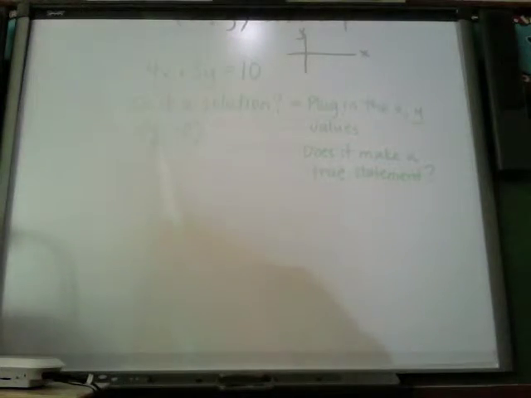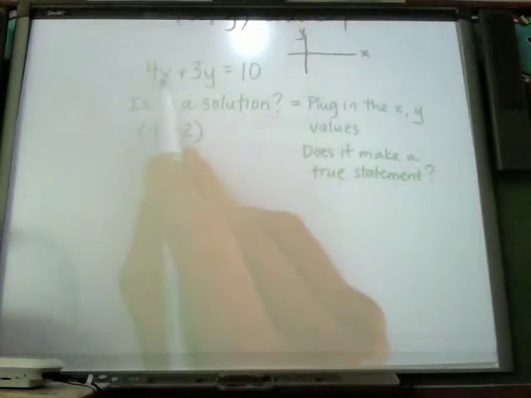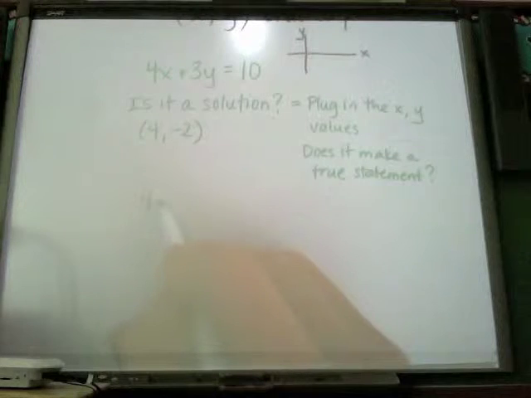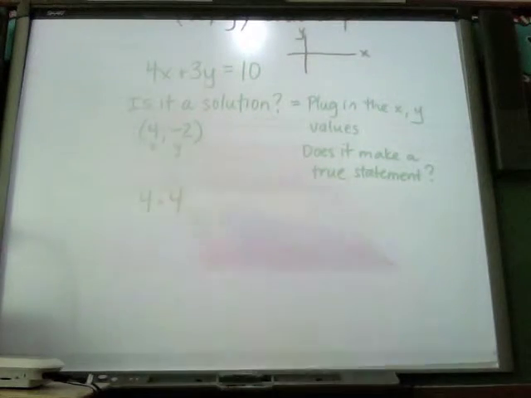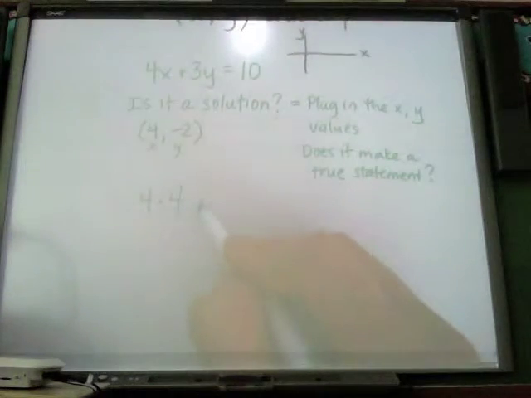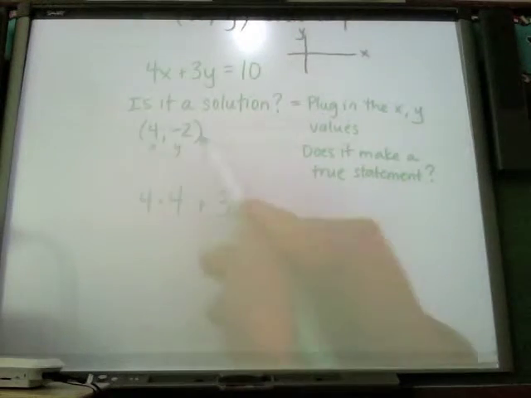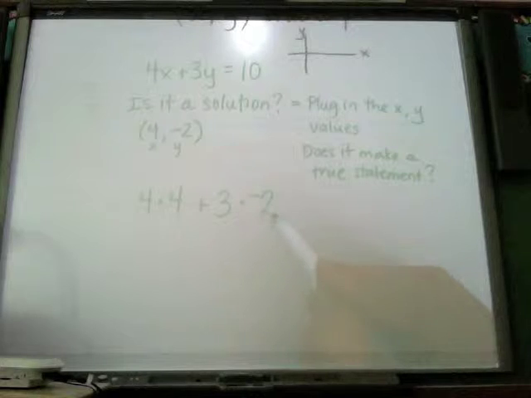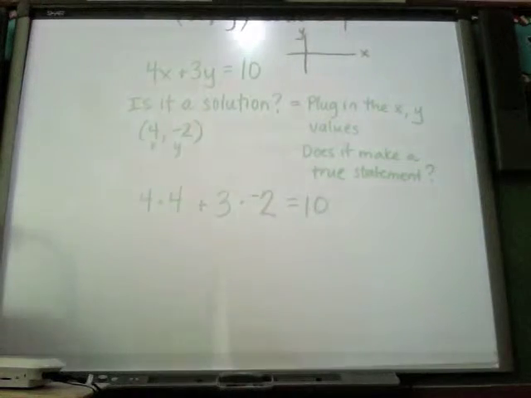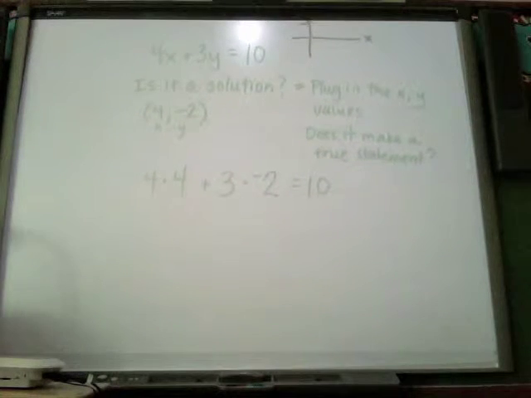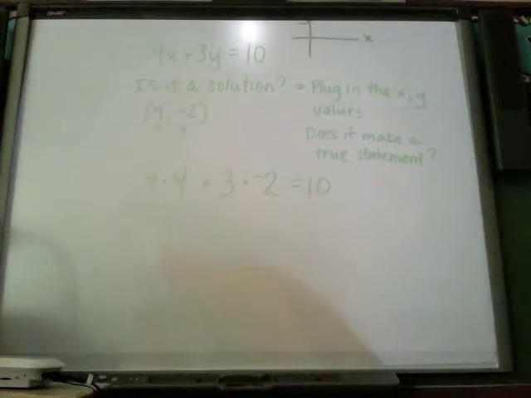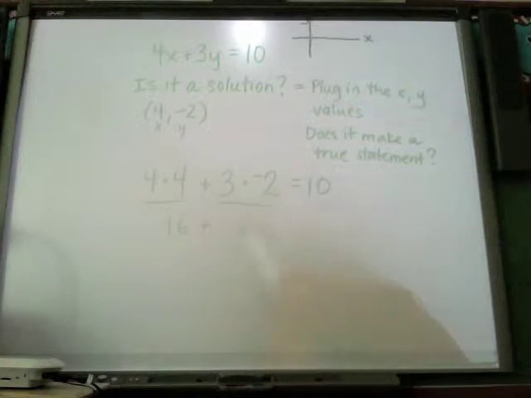So let's try it on this first one. If my x is the first variable, or the first number, 4 times x, 4 times 4, right? Here's my x, here's my y. I just copy the rest of the equation. Plus 3 times y. Well, now I'm going to try this negative 2 for the y. So I just replaced the x and the y with the values from that ordered pair. And now, just remember to follow PEMDAS. We need to do our multiplication first. I get 16 plus negative 6 equals 10.